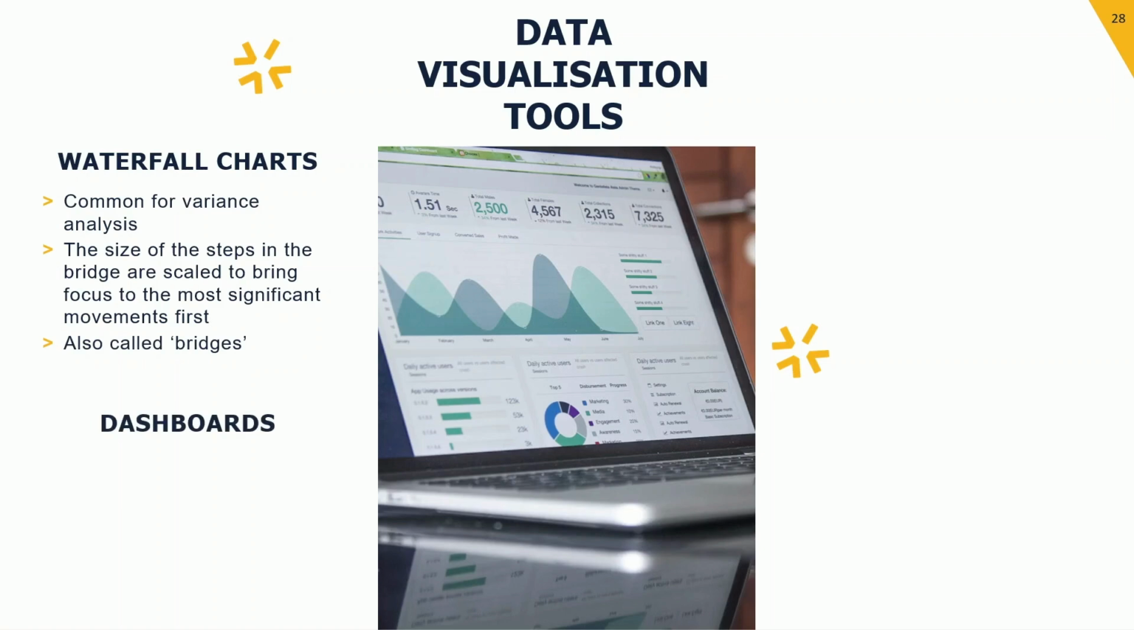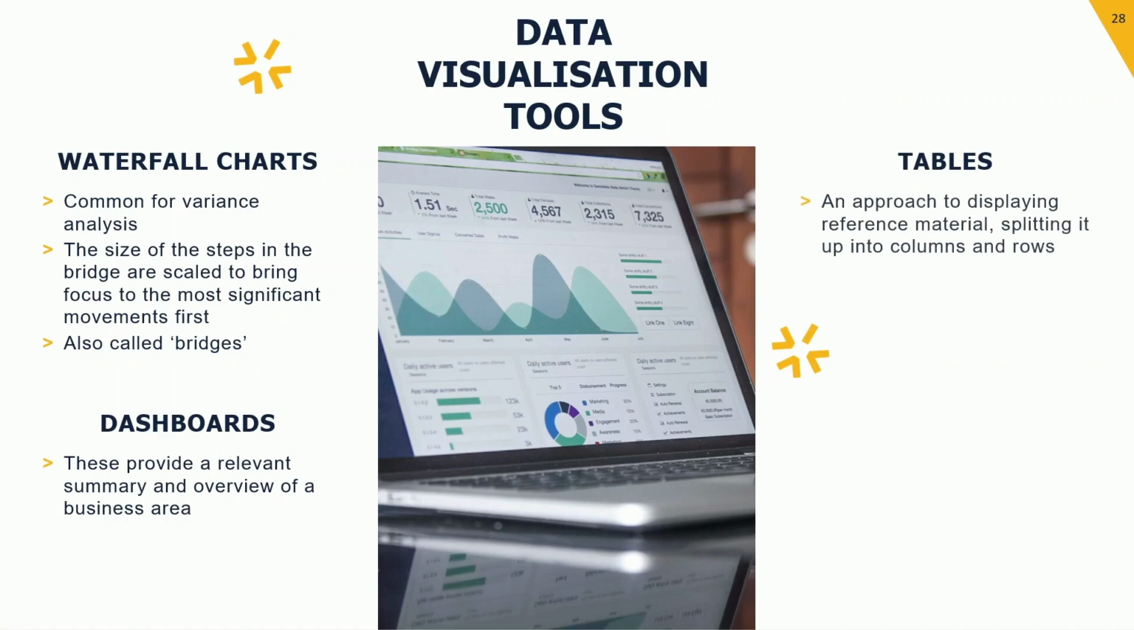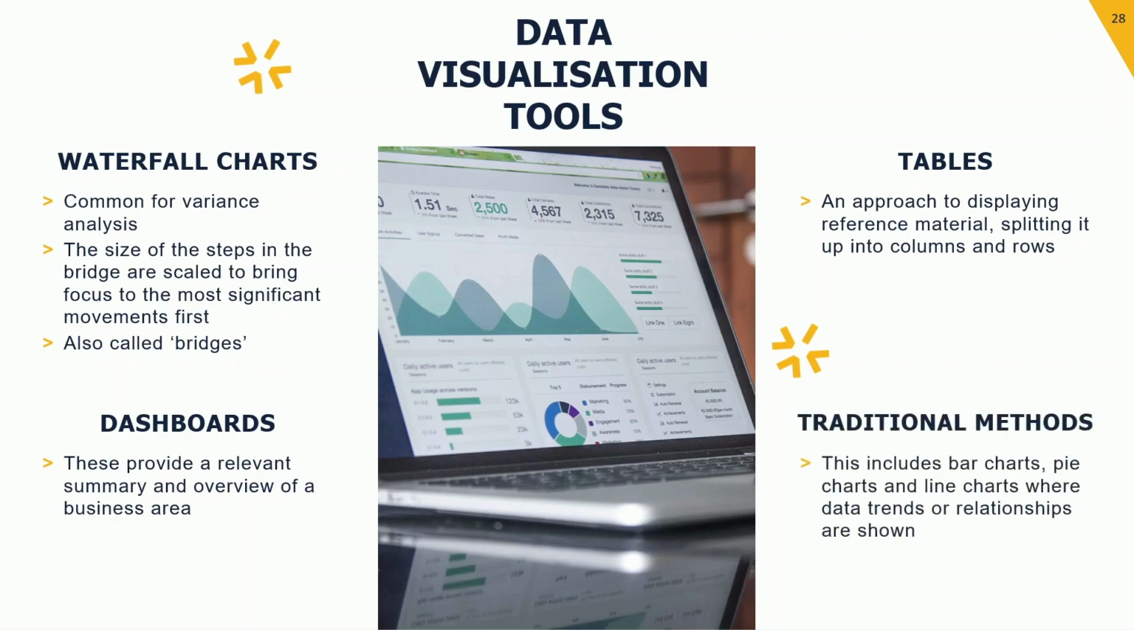Dashboards offer a concise summary, an overview then of a specific business area, aiding in quick decision making. Tables then are utilised for displaying reference material, organised then into columns and rows for easy comprehension. Traditional methods then, such as bar charts, pie charts and line charts, are employed to visualise data trends or relationships effectively.